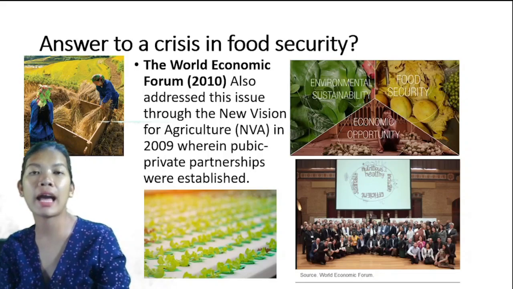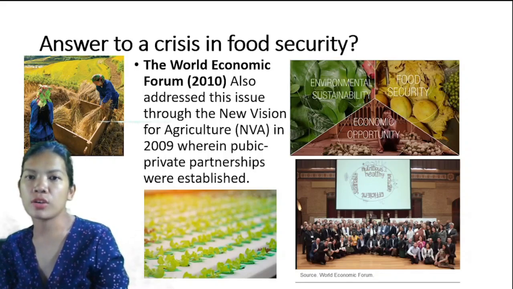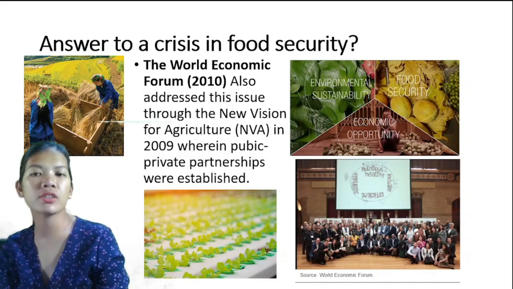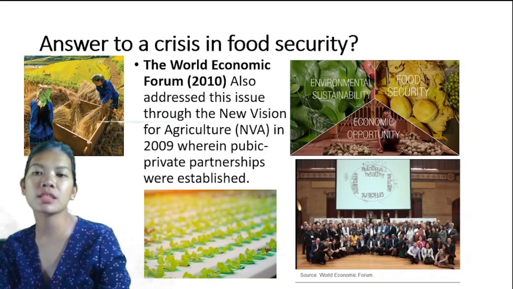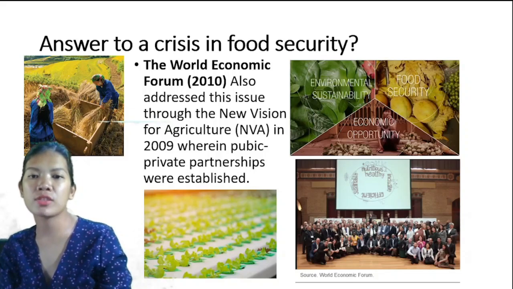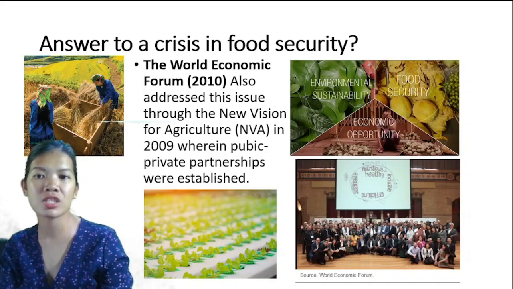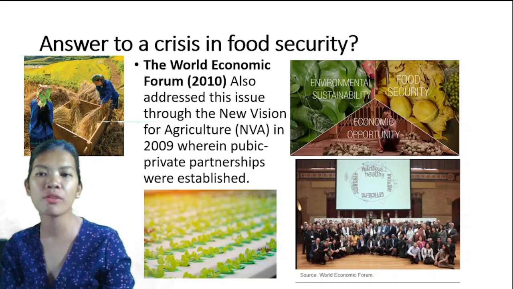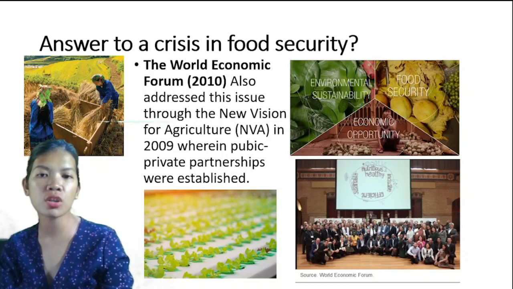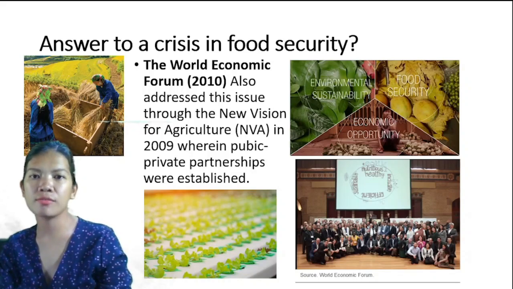On the other hand, the World Economic Forum in 2010 also addressed this issue of food security through the New Vision of Agriculture, or what they call NVA. This NVA, defined by World Economic Forum partners in 2009, holds that to meet the world's needs, sustainable agriculture must simultaneously deliver food security, environmental sustainability, and economic opportunity. Achieving those goals requires a transformation of the agriculture sector, leveraging market-based approaches through a coordinated effort of different agricultural sectors and transformation at the national level, which includes setting the right direction through effective leadership, strategy, and investment models, and scaling the transformation through finance, infrastructure, institutions, and monitoring.